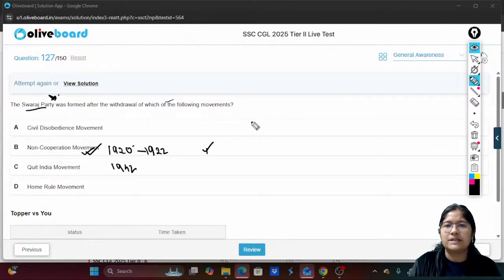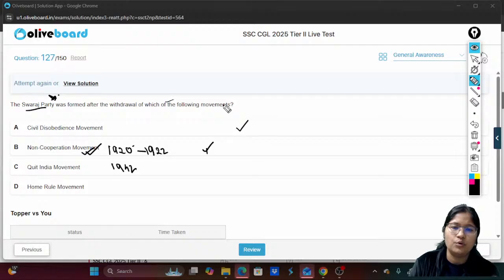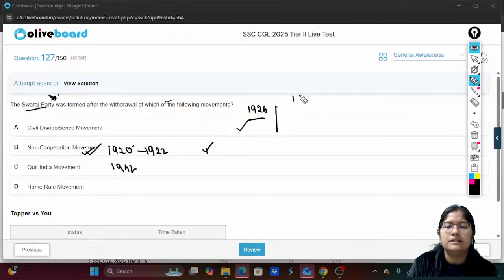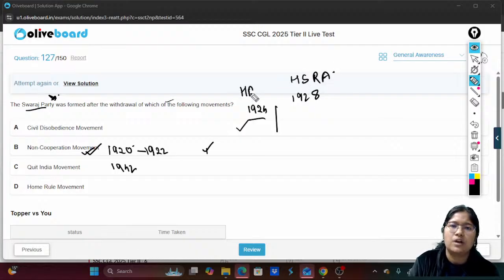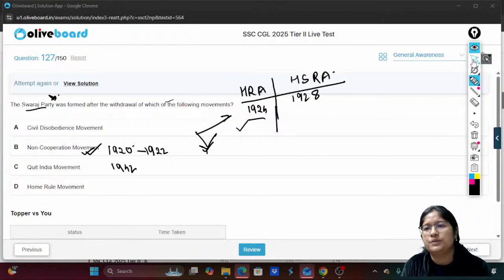And another faction thought, anyhow they are not listening to us, so why not start the revolution now, right? And then there will be Bhagat Singh, and we study 1924 Hindustan Republican Association, and 1928 Hindustan Socialist Republican Association. So here HRA, Hindustan Republican Association, here HSRA. So that was the two branching after the withdrawal of the Non-Cooperation Movement.